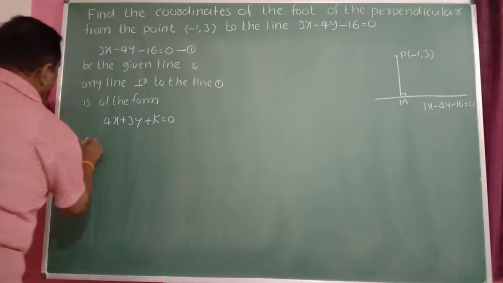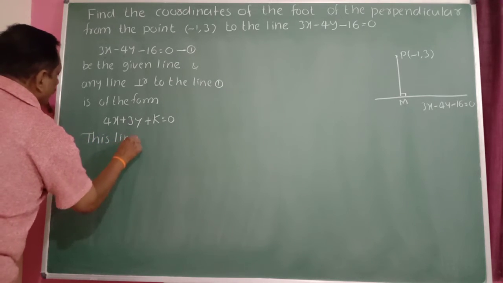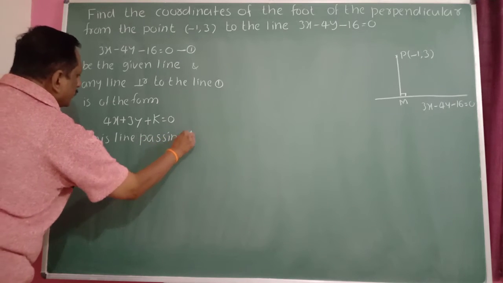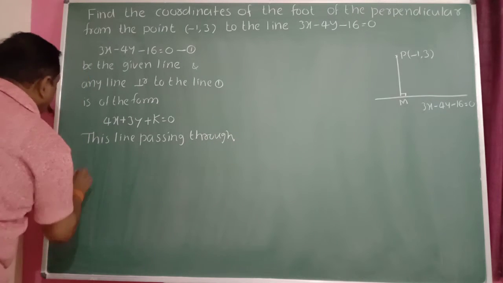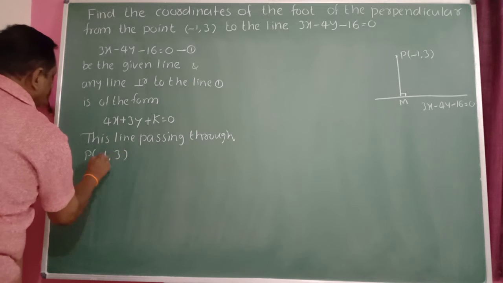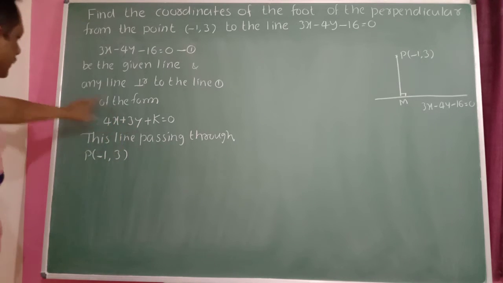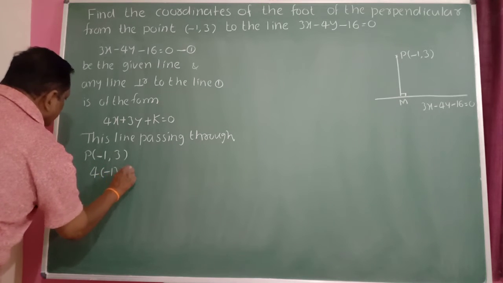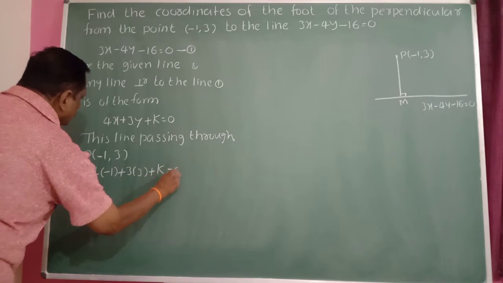So this line passing through P into a minus 1 comma 3. Put x value minus 1 and y value 3. So 4 into minus 1 plus 3 into 3 plus k is equal to 0.